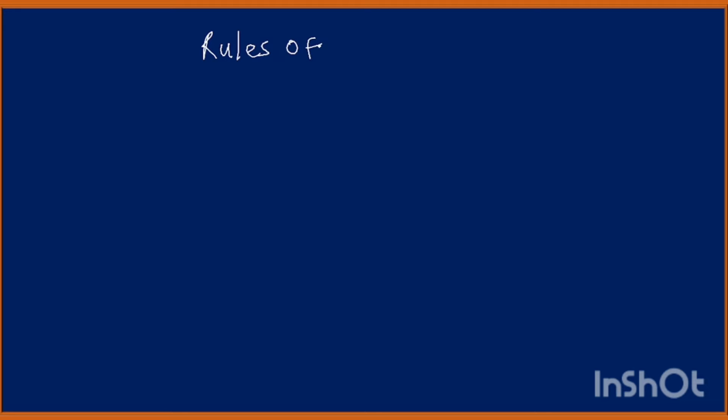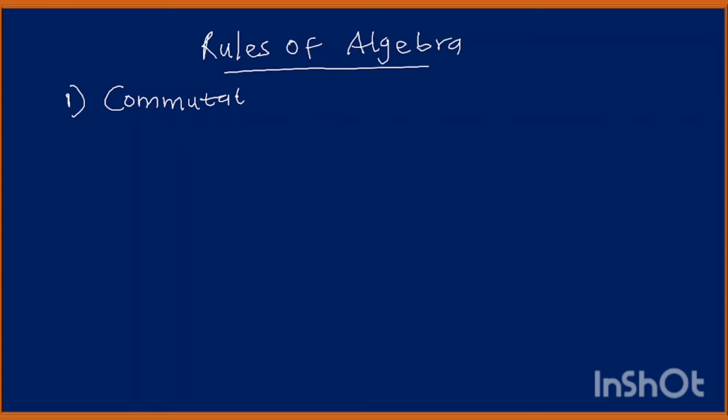Rules of algebra. The first rule of algebra is called the commutativity rule. What does this state?